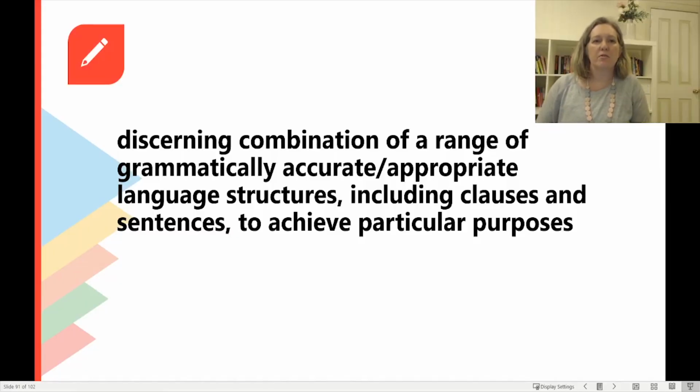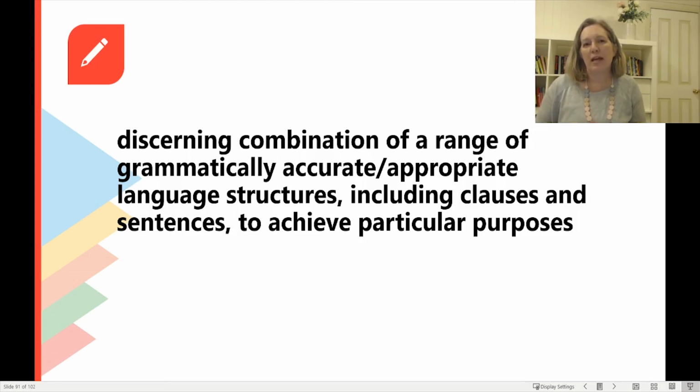So the next descriptor is the discerning combination of a range of grammatically accurate or appropriate language structures, including clauses and sentences, to achieve particular purposes. Now, this is another area where we can have a bit of fun and a bit of a play around, because if you look at the words, it's accurate or appropriate language structures.